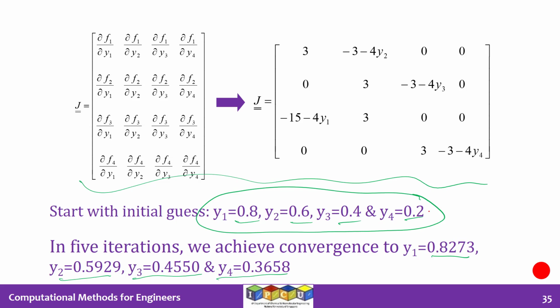Because I know the concentration will fall as you go from the entrance of the reactor to the exit of the reactor. That is why I gave these numbers in the decreasing trend. Also, I know that y is the dimensionless concentration, so the value of y's will be between 1 and 0. So I started with these values and this is the solution that I got.